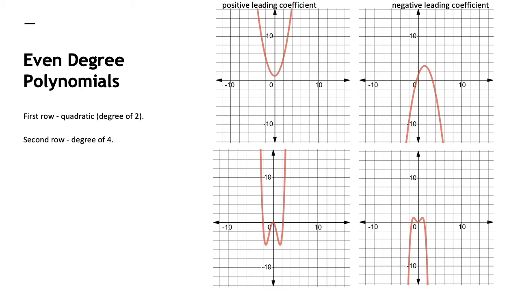These traits will be true for every even degree polynomial. If you can remember the behavior for quadratics, that is, for parabolas, then you'll know the end behavior for every even degree polynomial.